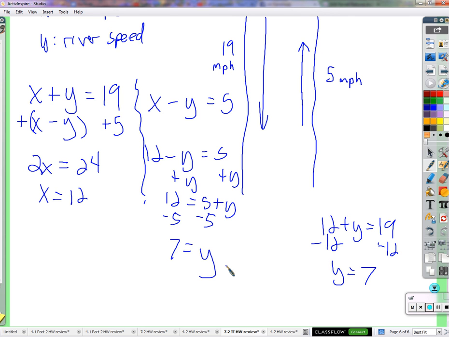So that's what we call elimination. Elimination is when we add the left sides of two equations and the right sides of two equations, and in the process, one of those x's or y's, either one, gets completely eliminated.